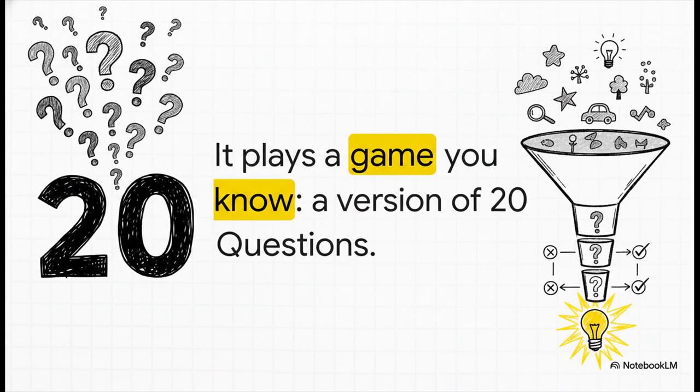Well, the answer is kind of funny because it's something you definitely already know. The machine basically learns by playing a game. A guessing game you probably played on long road trips as a kid. 20 questions. It just asks a series of simple questions to narrow things down one by one until it lands on the most likely answer.